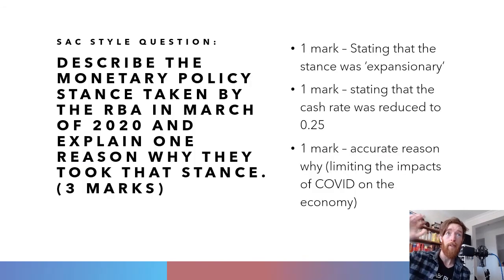So first one we're going to look at, describe the monetary policy stance taken by the RBA in March of 2020 and explain one reason why they took that stance. So you've got 3 marks for this one. 1 mark comes from stating that that stance was expansionary. 1 mark comes from stating that the cash rate was reduced to 0.25. And 1 mark comes from an accurate reason why.